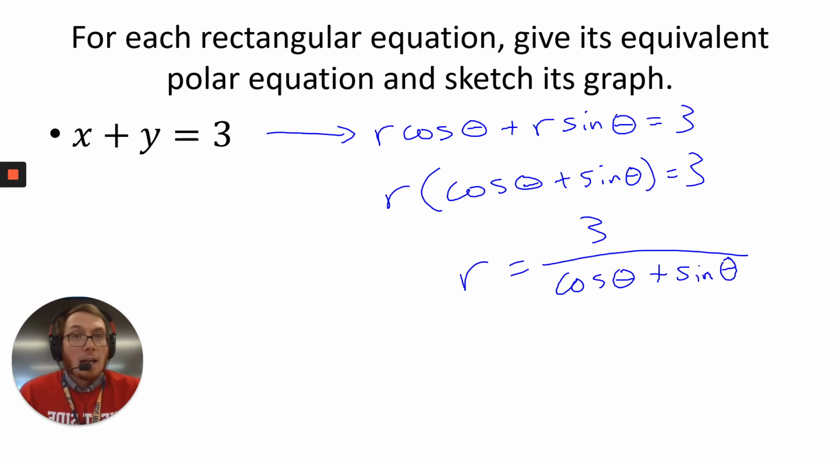Next question is a line, so I could solve for y if I wanted, and it would be a line. Notice it's really easy to graph that in rectangular because a line is easy to graph in rectangular coordinates. A little bit more challenging in polar coordinates.